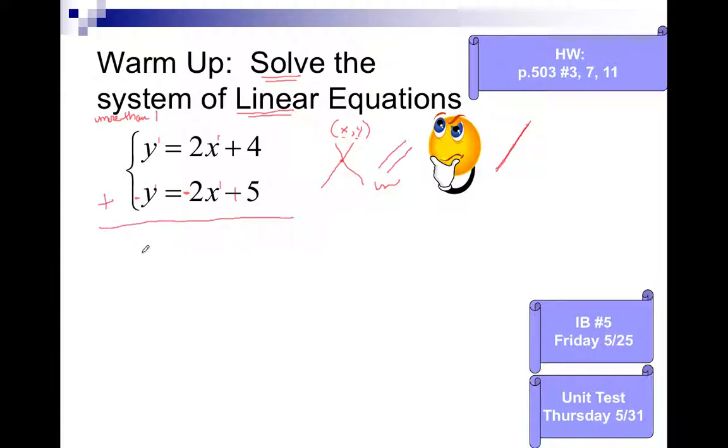Y plus negative y is 0. 2x and negative 2x is also 0. And then 4 and negative 5 is negative 1. So in this case, both my y's and my x's dropped out, and I got a false statement, meaning that the point of intersection I was looking for doesn't exist, therefore I must have parallel lines. So my solution set is empty, right, or null set.